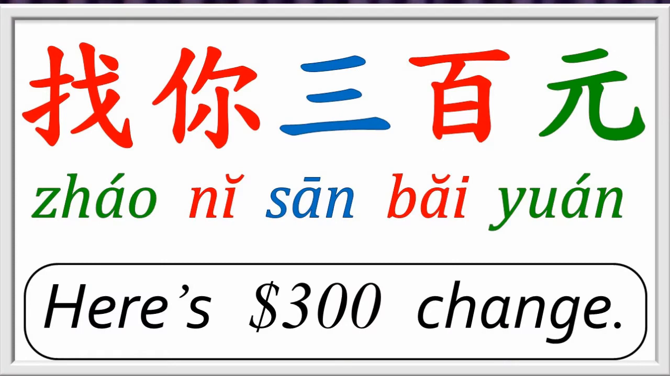I mentioned that this character is used when making change. For example, "zhǎo nǐ 300 yuán," and here's $300 change. Literally, "I found for you the difference of $300."